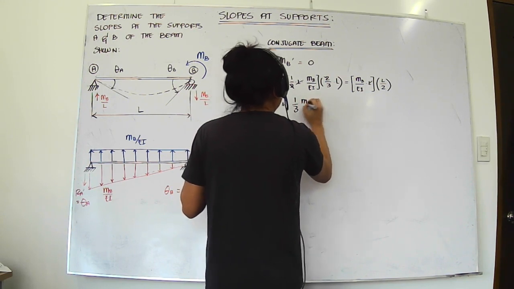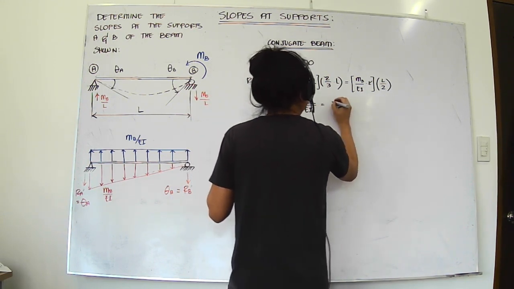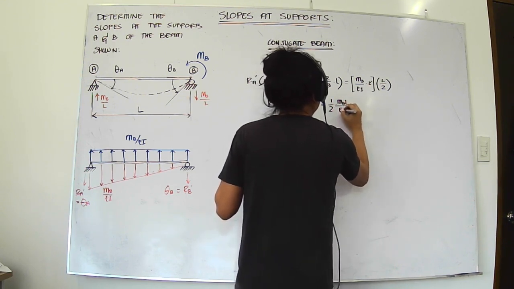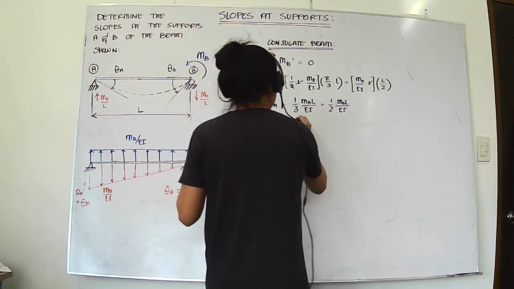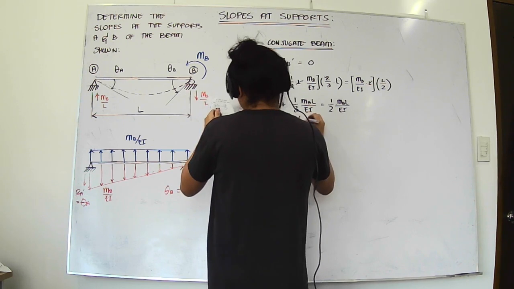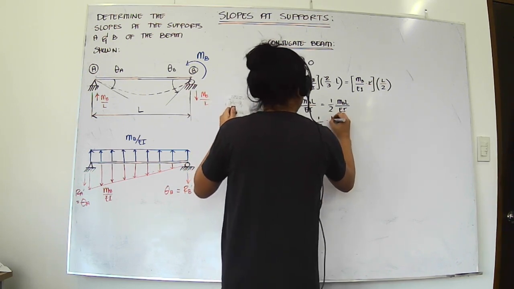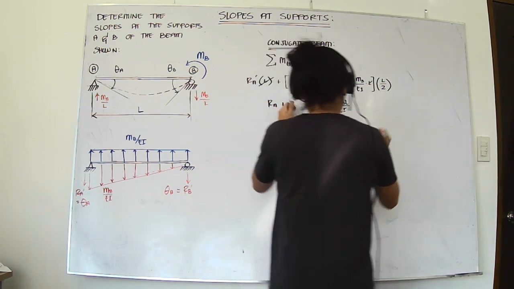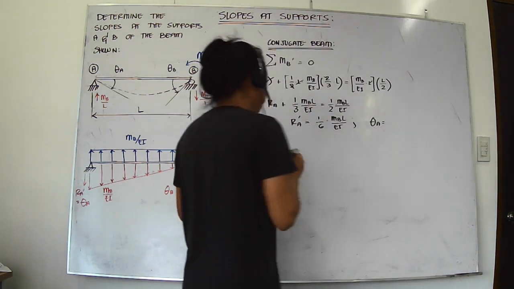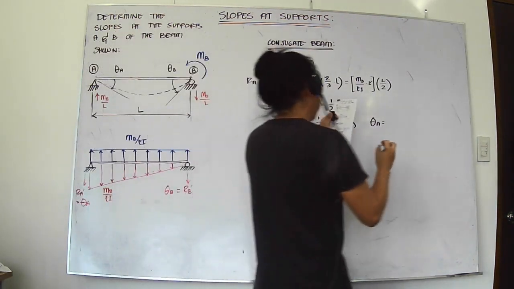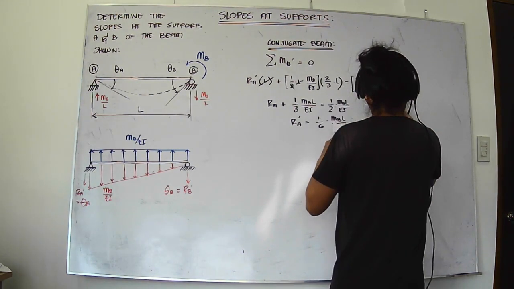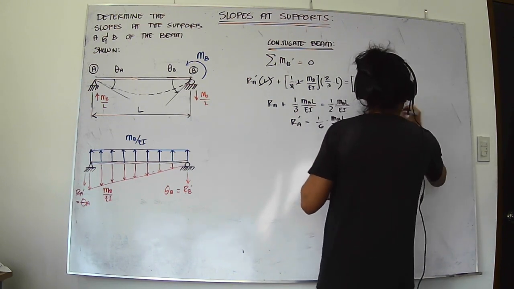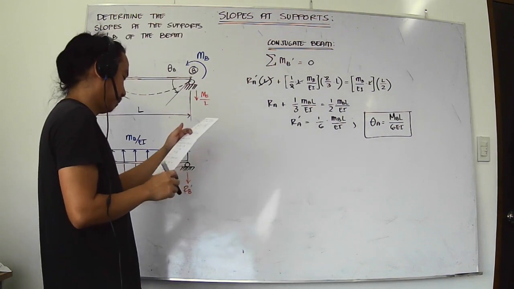1/3 MBL over EI is equal to 1/2 MBL over EI. So I can easily say RA prime is equal to 1/6 times MBL over EI. Or just say theta A is equal to MBL over 6EI. Okay?